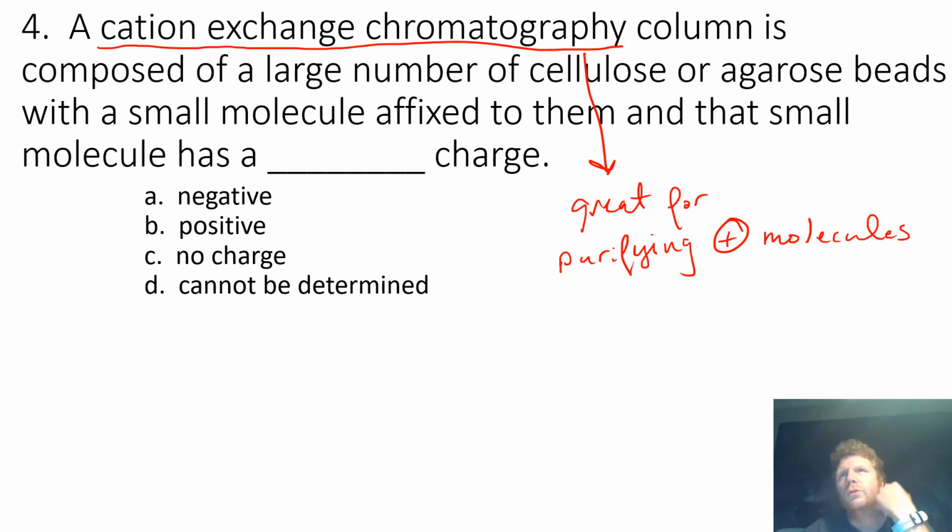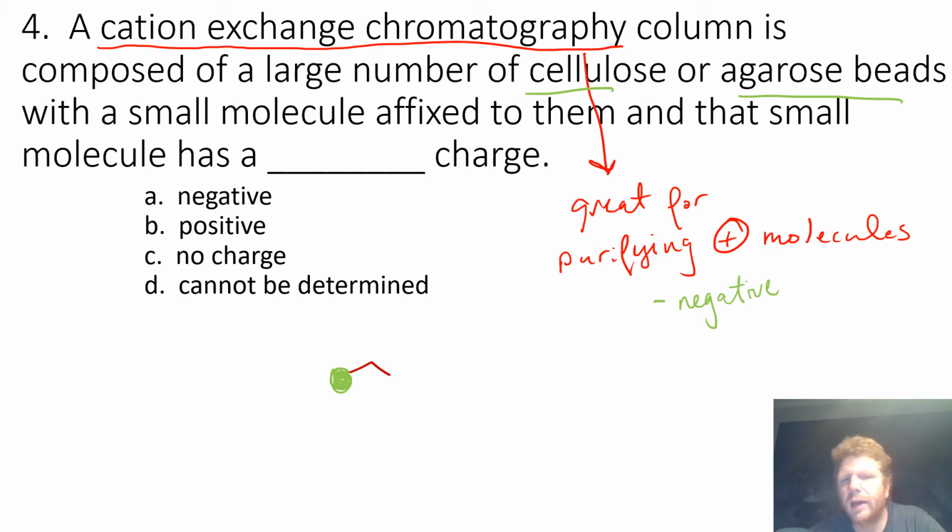Now, in order to capture a positively charged molecule, what do you need to have? Well, you're going to need something that will immobilize it. So you're going to need something with a negative charge. So this question is not even really going that deep, but it's just asking, in your column you have these largely inert cellulose or agarose beads, but you have something bound to them. And that something is going to be permanently bound there.